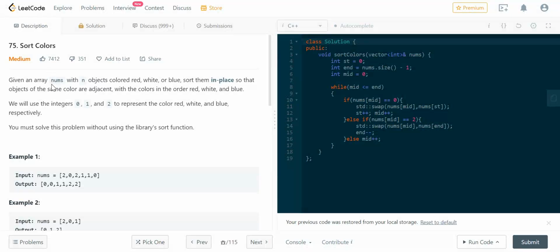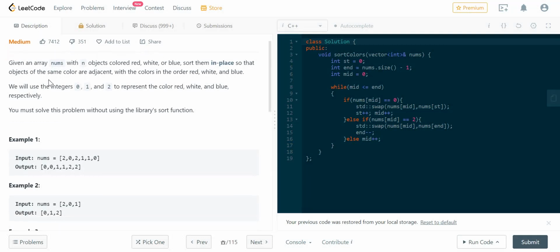So guys, today we are solving... Today is 27th of October 2021 and we are solving today's LeetCode challenge problem. The name of the problem is Sort Colors. So let's go through the question and get to know what we have to do.